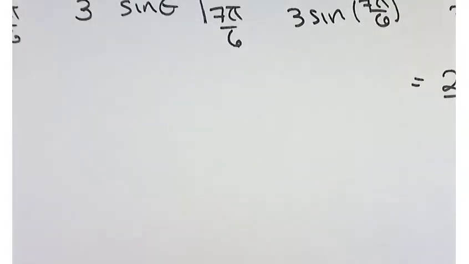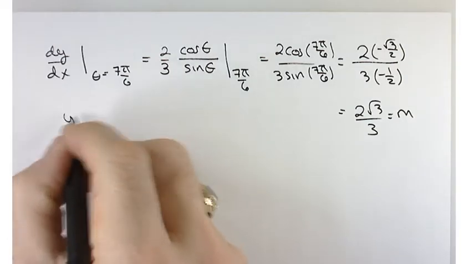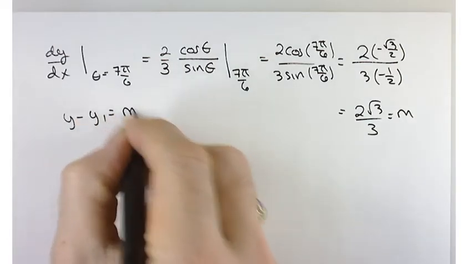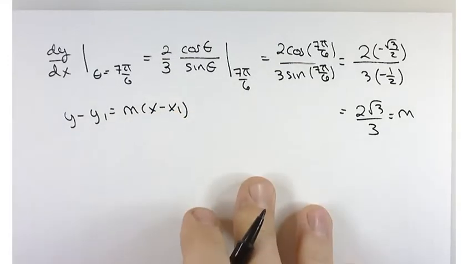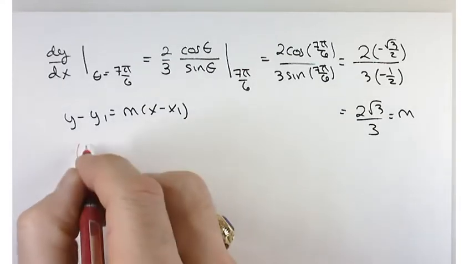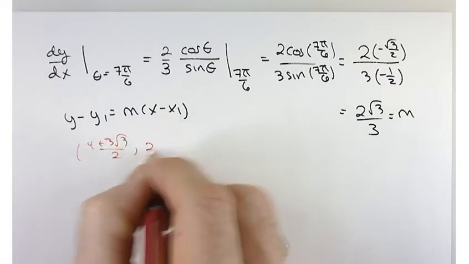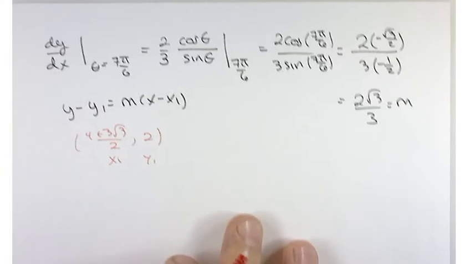There's good news, though. We're still not done with this problem. Yay! Isn't that awesome? Well, what's left? We're asked to find the equation of the tangent line, right? So the equation of a line is given from this equation: y minus y1 equals m times x minus x1. We've got everything we need. We've got our slope, and our point was given at the start of this. So that point had coordinates of 4 plus 3 square roots of 3 over 2, comma 2. So that's your x1 and that's your y1.